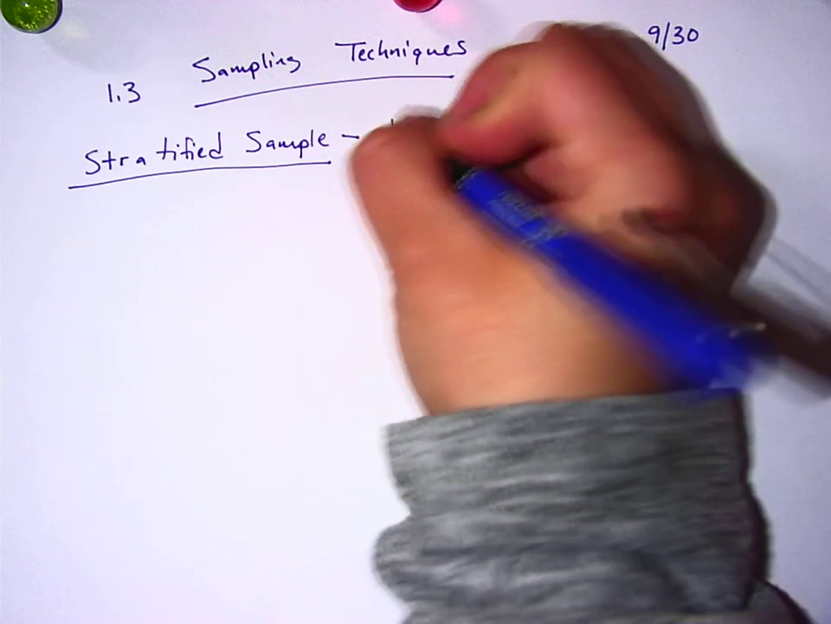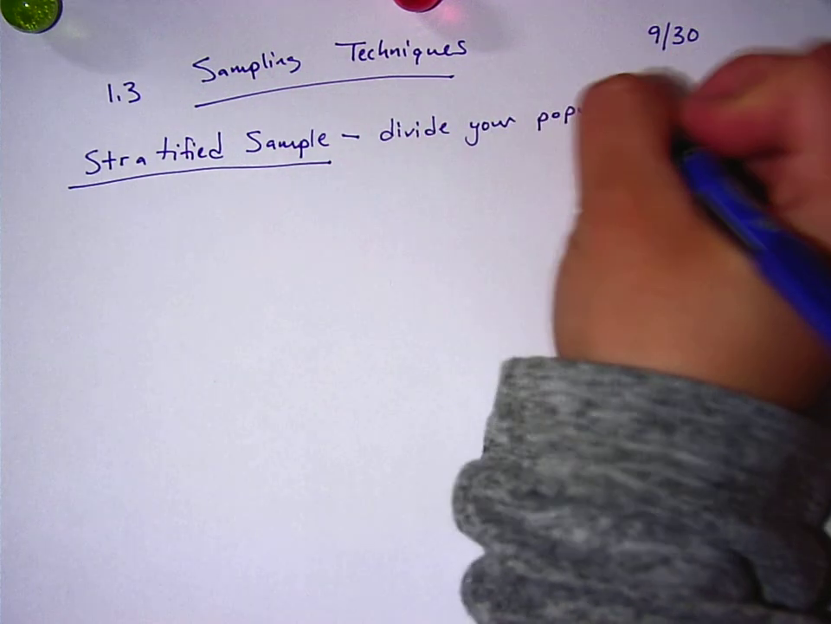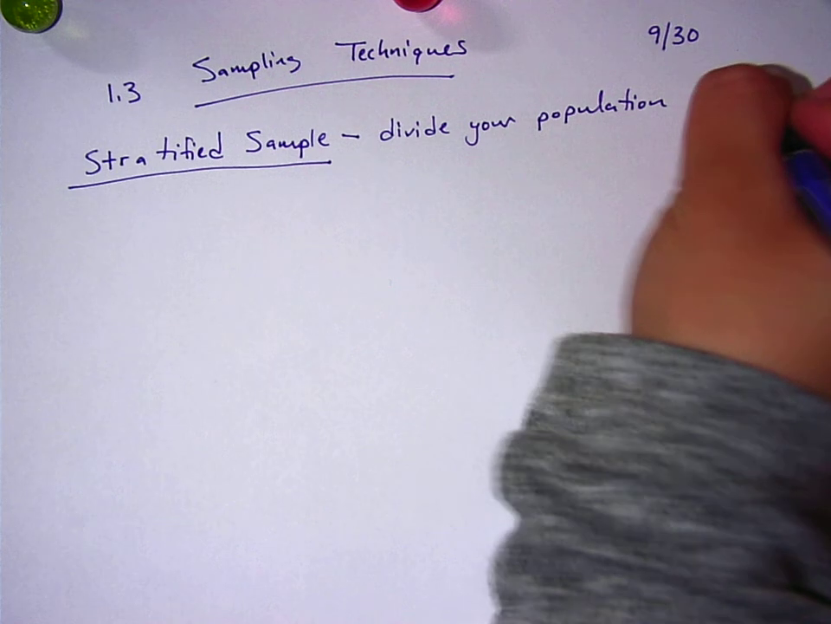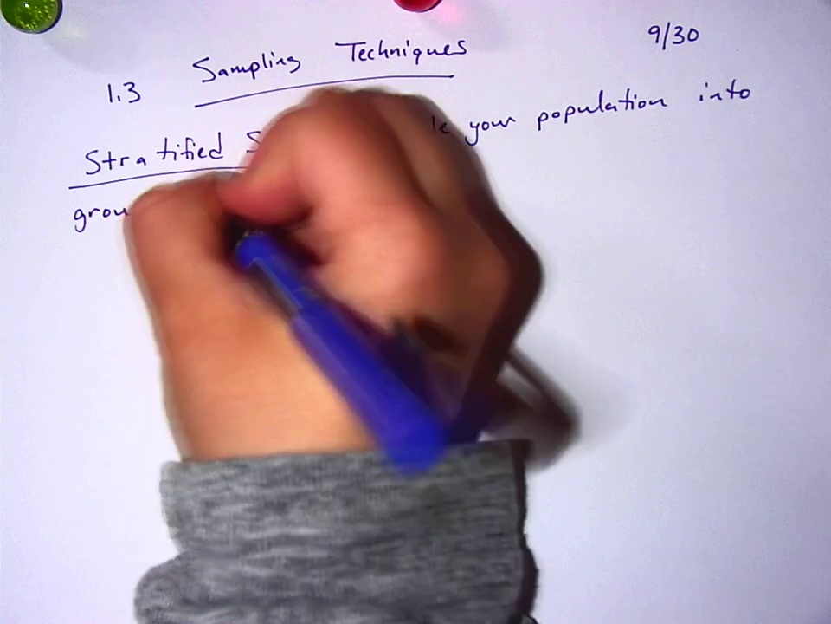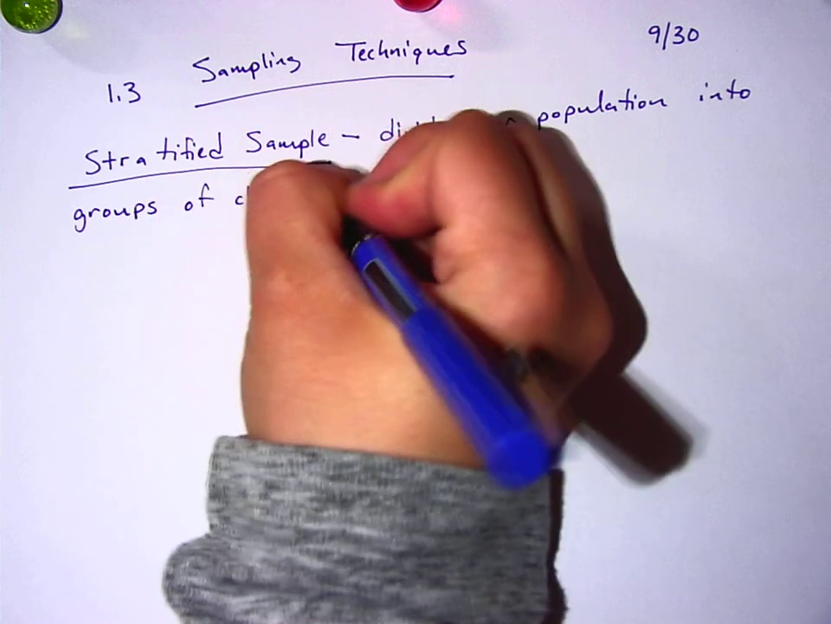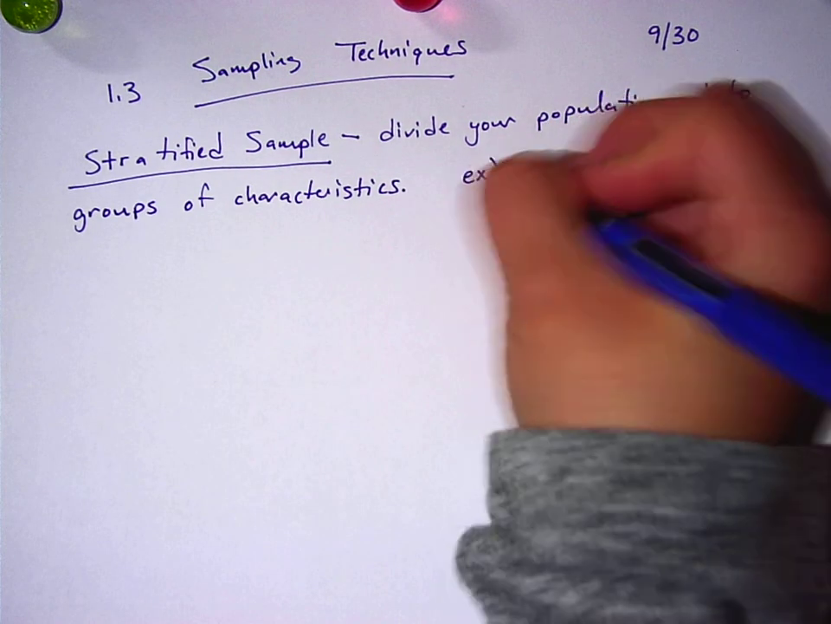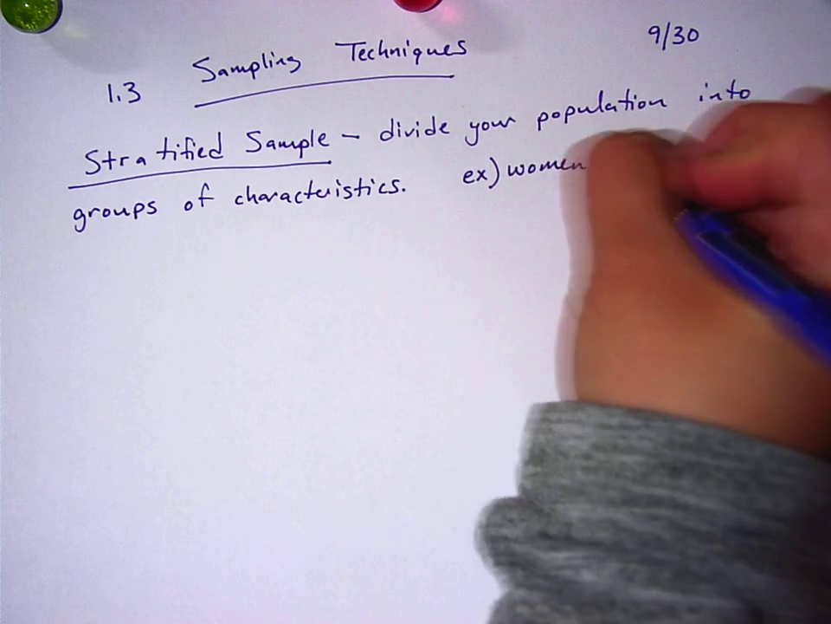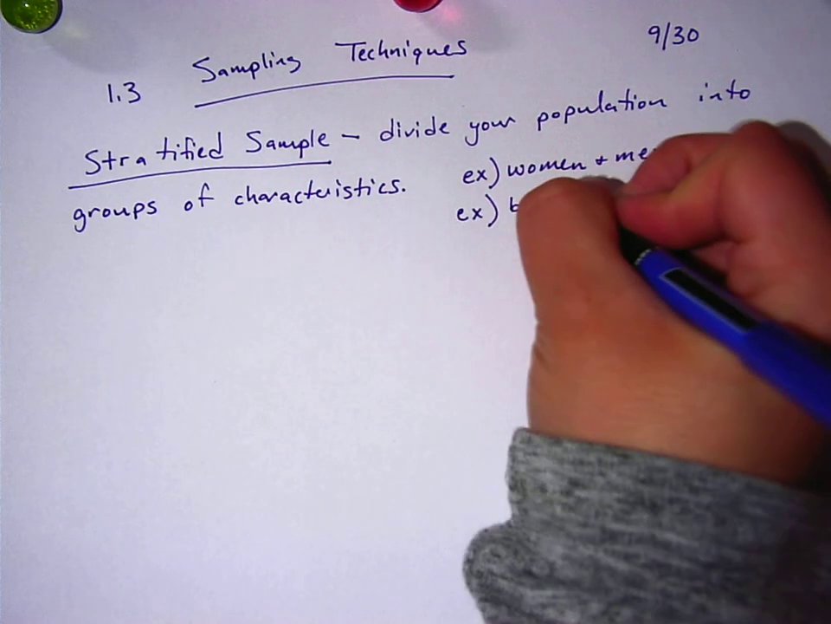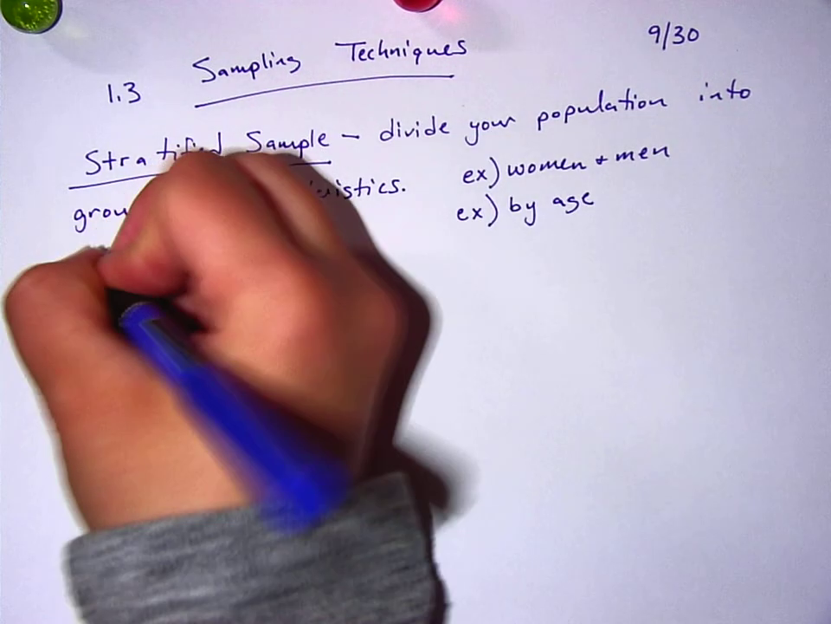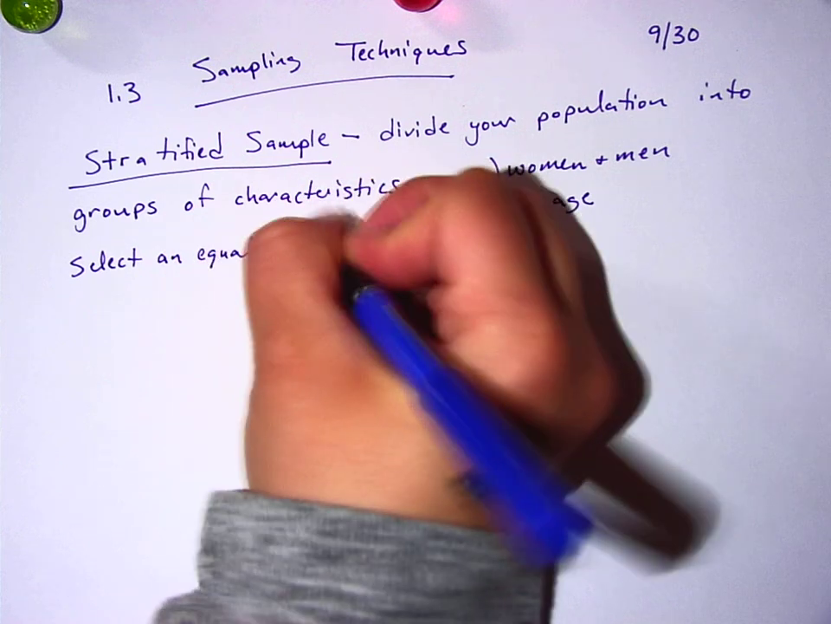Stratified is when you divide your population into groups of characteristics. For example, you can separate your group into women and men, or by age. And then you select an equal number from each group.